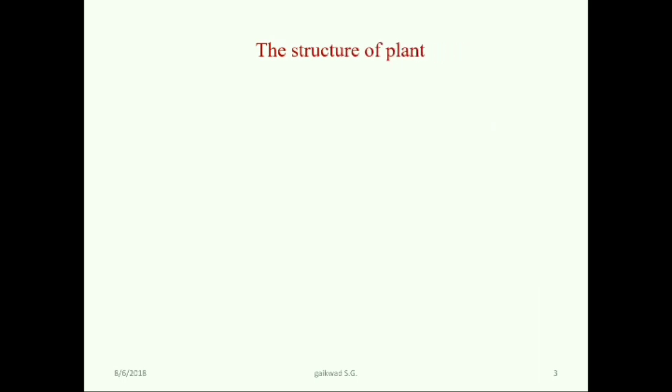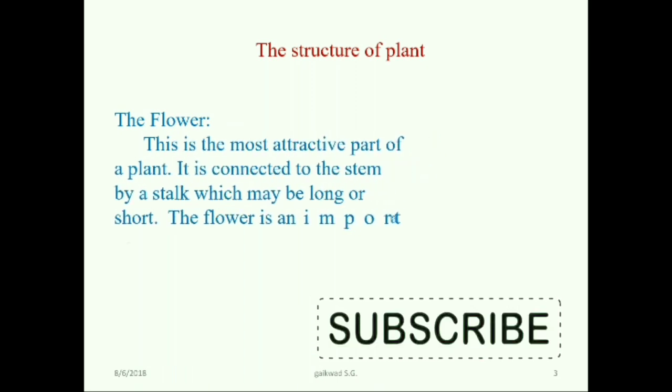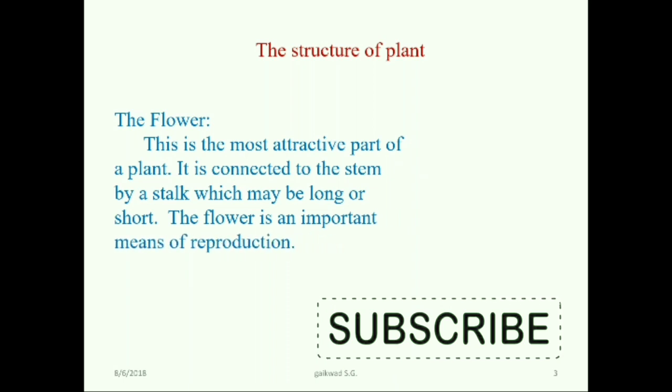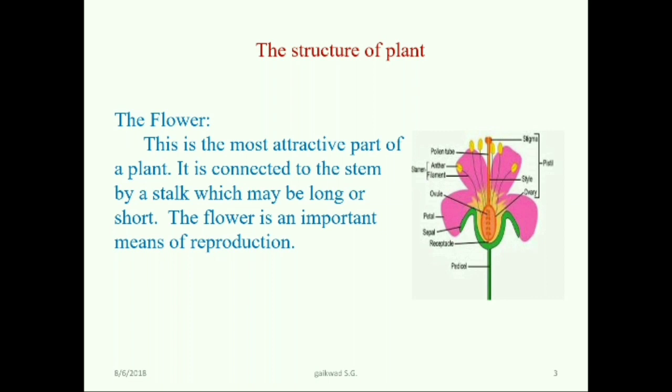So let's learn about the structure of a plant. First is the flower. The flower is the most attractive part of a plant. It is connected to the stem by a stalk which may be long or short. The flower is an important means of reproduction. Look at the picture. This is a picture of a flower.